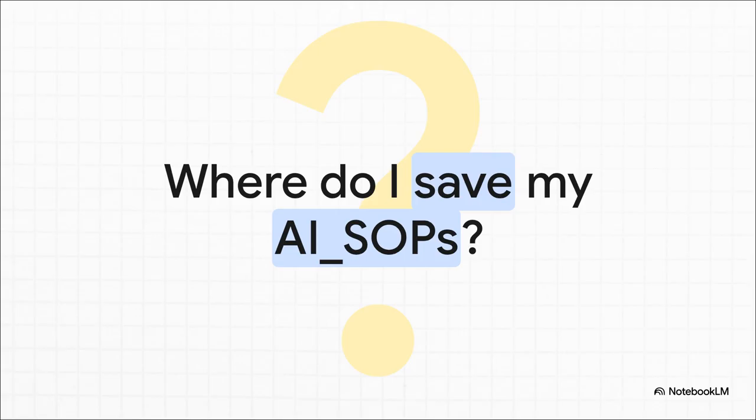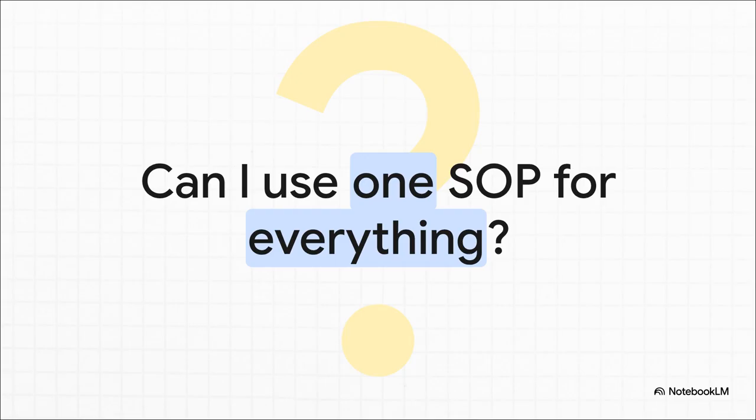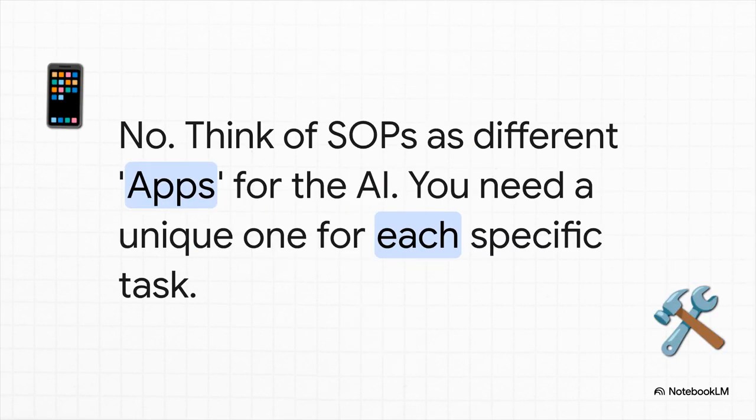Okay, let's get practical and answer a few common questions. First up, where do I actually save these AI SOPs? Honestly, don't overthink it. Anywhere you can easily get to it is fine. A basic text file, a page in Notion, a Google Doc, they all work perfectly. The only goal is to have it right there, ready for a quick copy and paste. All right, next question. Can I just create one big master SOP and use it for every single task I have? You could, but it's not really the best way to go.